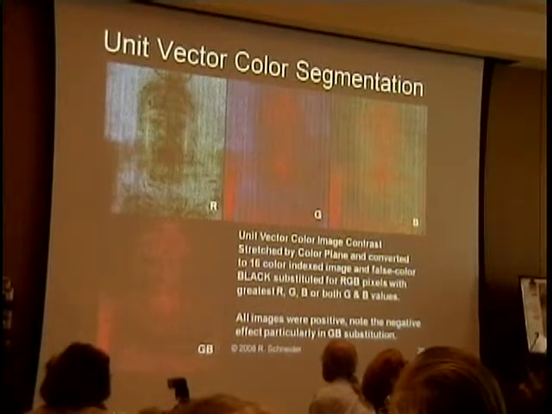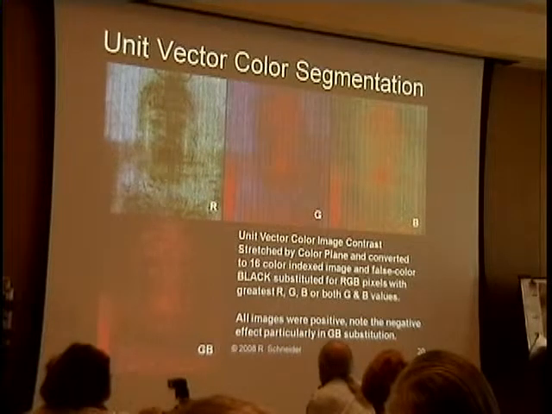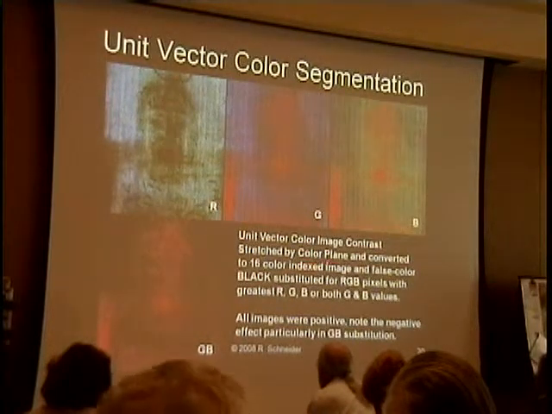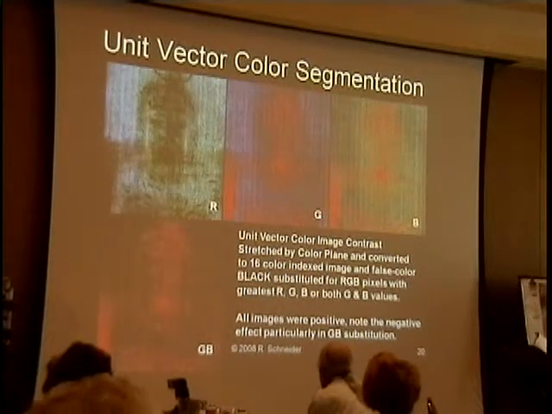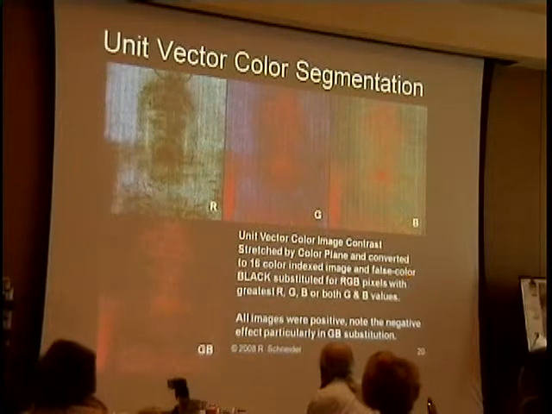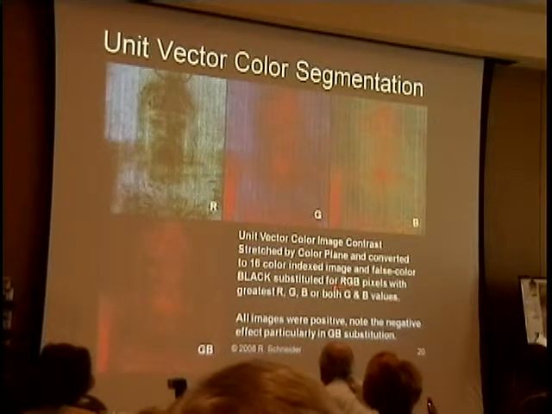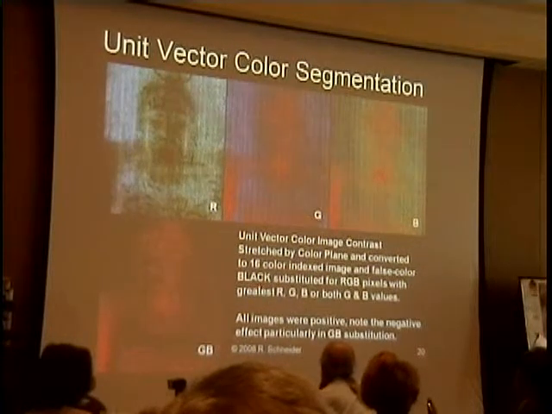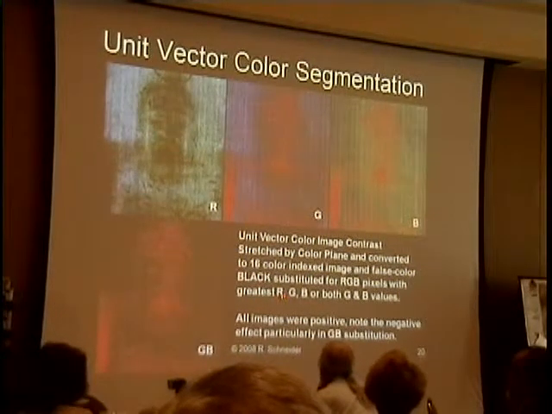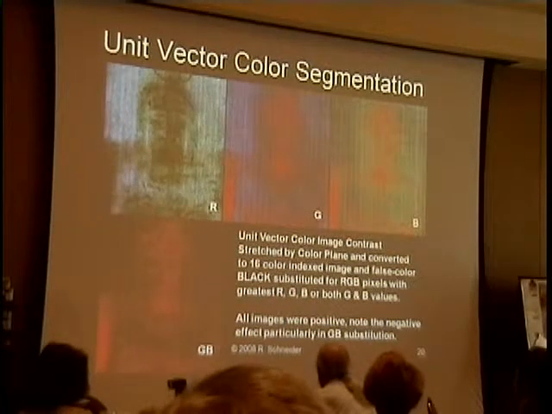Here's yet another thing, which is interesting because it's a unit vector color segmentation. The unit vector color image was contrast stretched. Then I converted it to a 16 color indexed image. The thing I found interesting is that I then plugged in only the false color black. I substituted the false color black for the RGB pixels, but only for the colors where either the largest pixel was red, or the largest pixel was green, or the largest pixel was blue, and that gave me these three images.